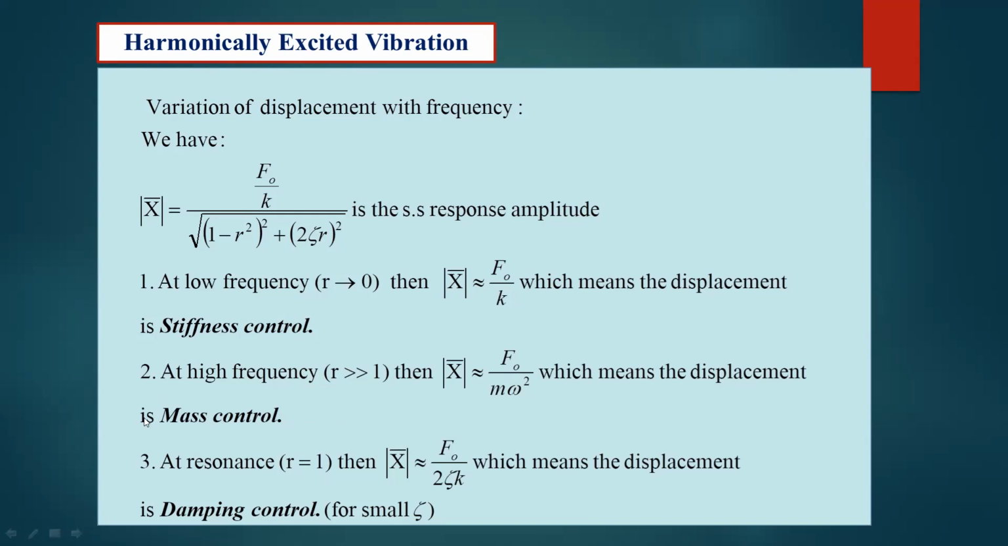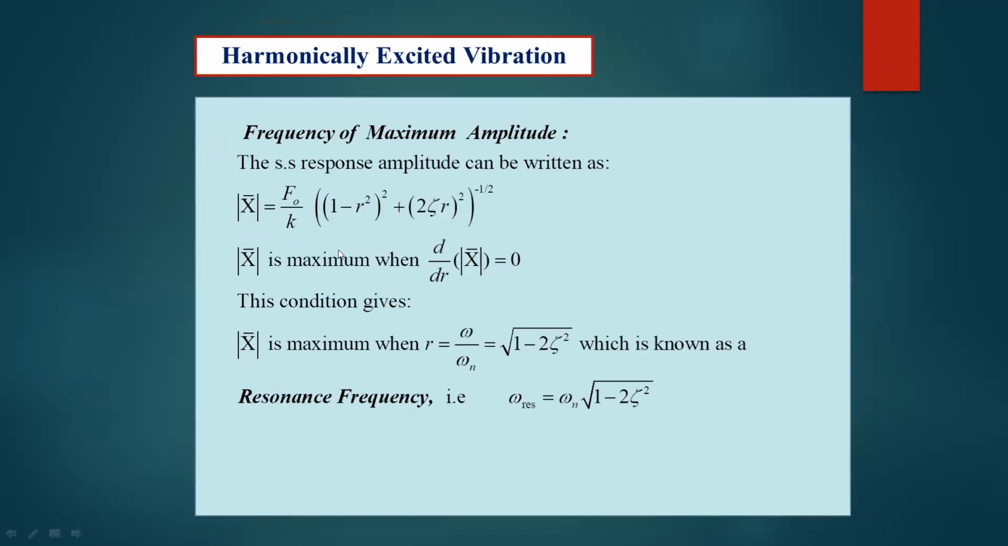Okay. And another case is when it is operating at higher frequency, that means omega over omega n is greater than 1, much greater than 1, then it is mass control design. And another is if it is operating near resonance, that means we have to provide some damping material, material with good damping property. Okay, so that is what we can conclude from the above.